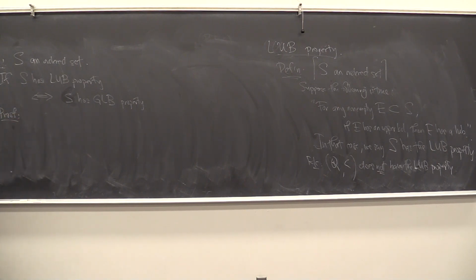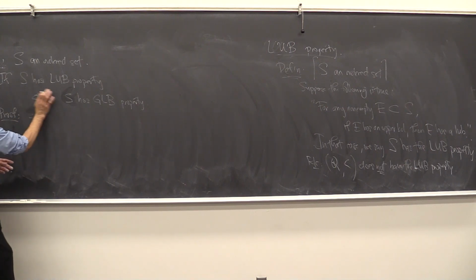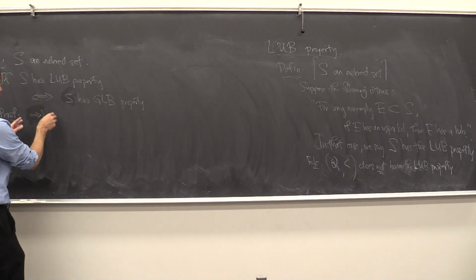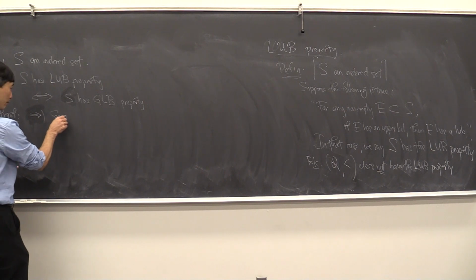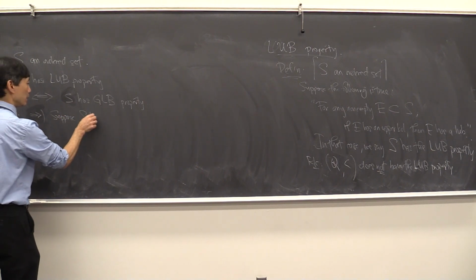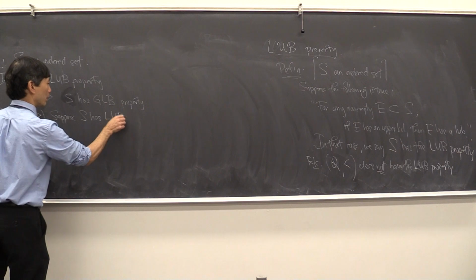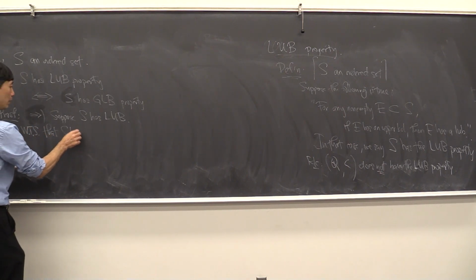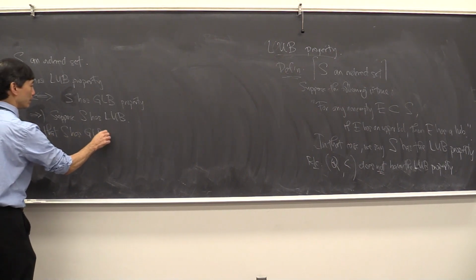Okay, so let's prove it. We're only going to prove the forward direction, because for the backward direction, you just turn the argument upside down, basically. Suppose that S has the least upper bound property. Now we want to show that S has the greatest lower bound property.